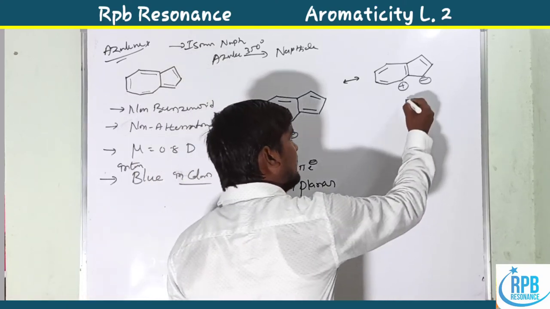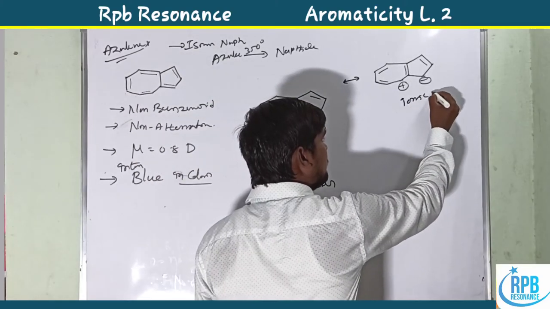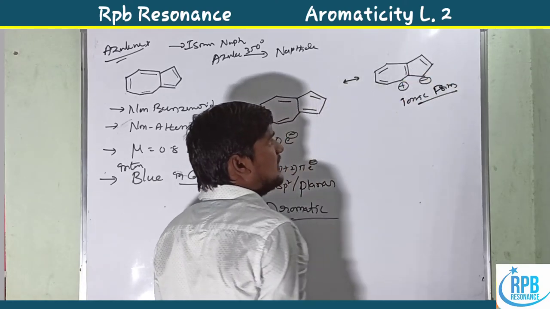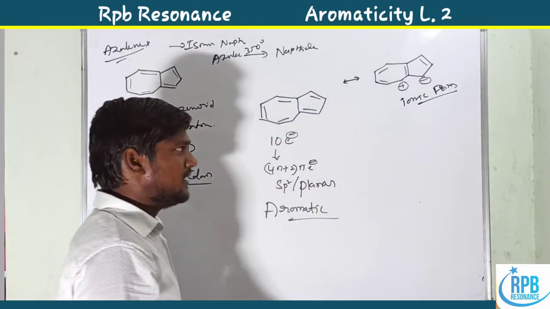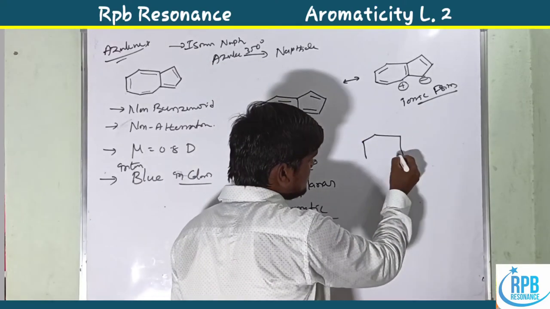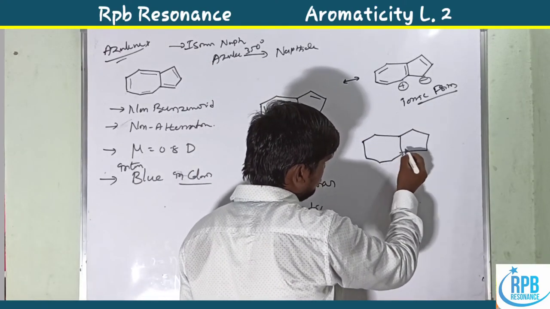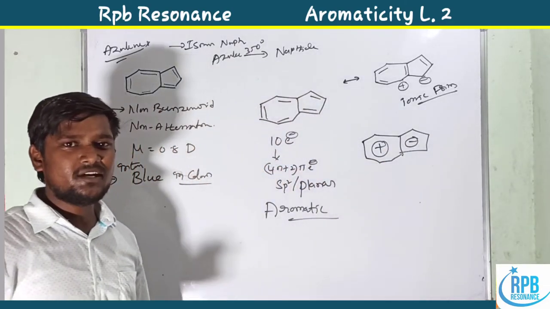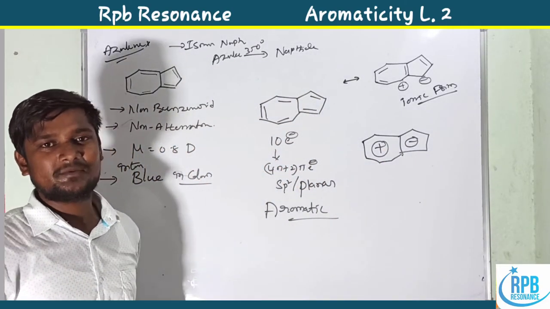Here it exists as an ionic form, that's why it has the higher dipole moment. This is the original azulene structure. Simply it is represented like this: here the positive charge, here the negative charge. A negatively charged species readily undergoes electrophilic substitution reaction.